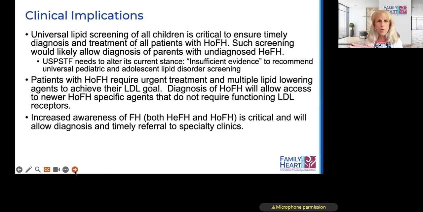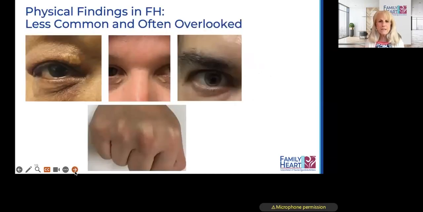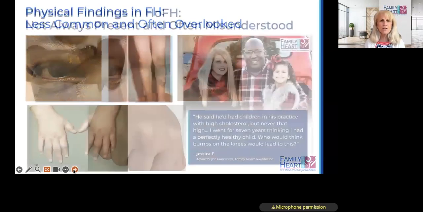I'm just going to go forward a slide, and then I'll come back. These are physical findings associated with familial hypercholesterolemia. You can see here is a xanthelasma. It's a cholesterol deposit. Here are some more around the eyes. Here is something called corneal arcus. It's a rim of white around the colored part of the eye. That's a cholesterol deposit. And these are cholesterol deposits in the tendons of a person's hand. These are often overlooked.